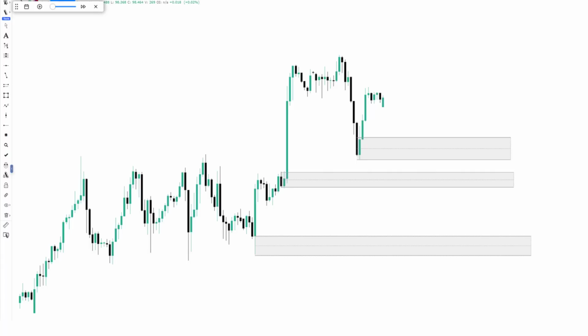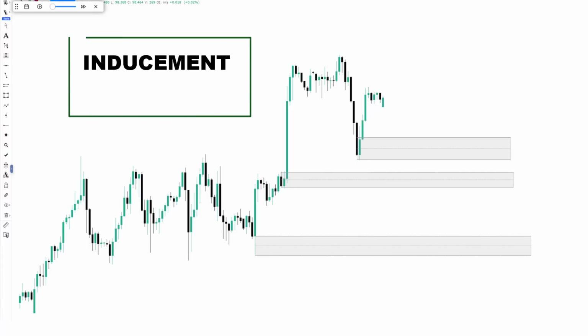If you understand the concept of inducement and price inefficiency or imbalance, I tell you that you can approach the market when you have multiple areas and you will be able to select the particular one to trade from. This is what I'm going to cover in this particular lesson. I'm going to focus on two main concepts: price inefficiency and inducement.